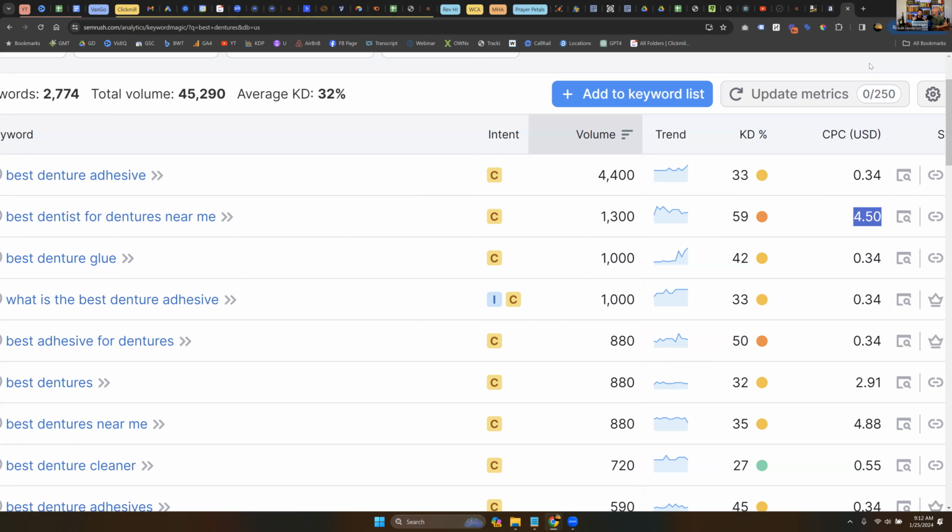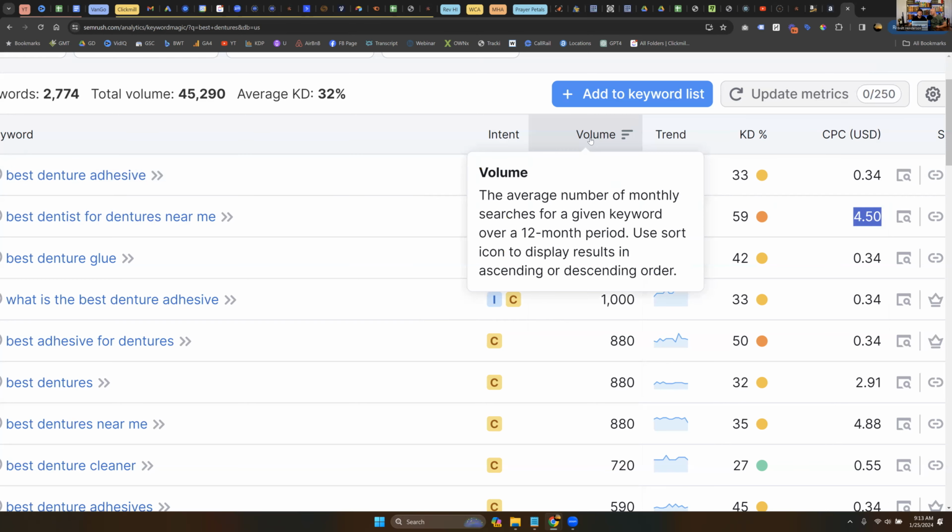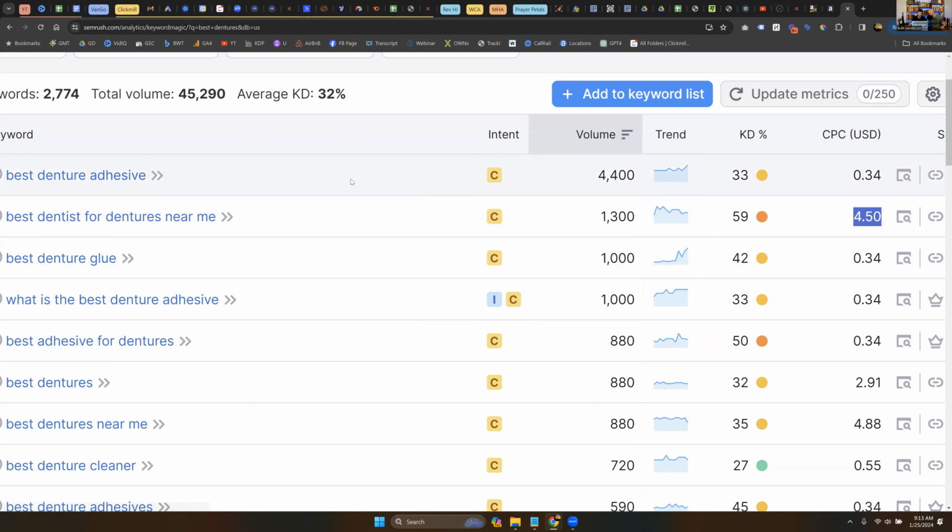Okay, and we can maybe talk about how to actually calculate that in a future video, because this is just keywords. But we can use these numbers to see if we can make money before we even go and approach a denture manufacturer, or something like that. Anyway, so coming back in here, best denture adhesive.